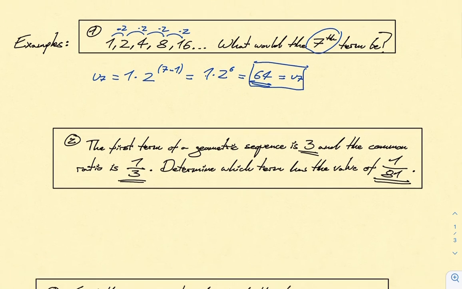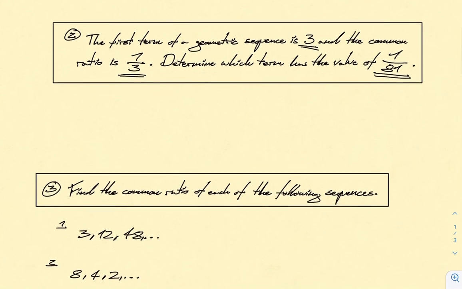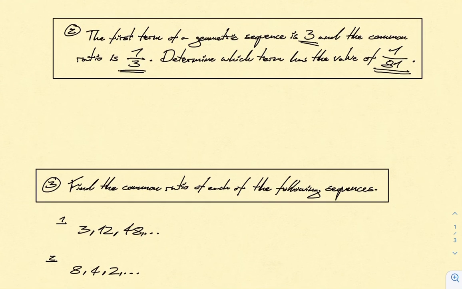Now, exercise 2 says the first term of a geometric sequence is 3, so we'll say a equals 3. Remember that a is the same as u1, so we can write it like this. And the common ratio is 1/3, so r equals 1/3. Determine which term has the value of 1/81.